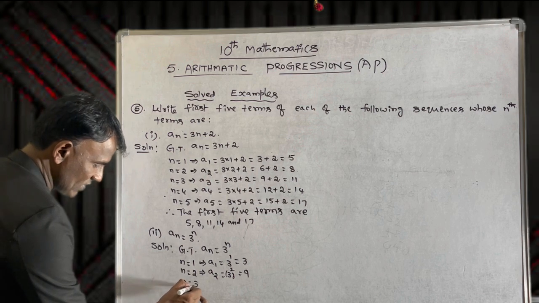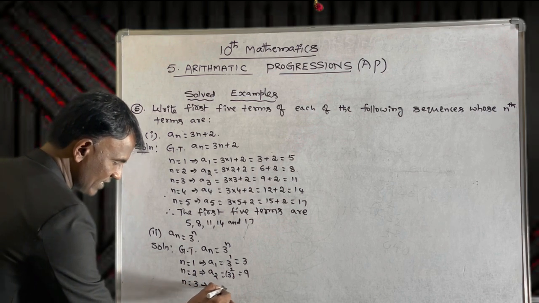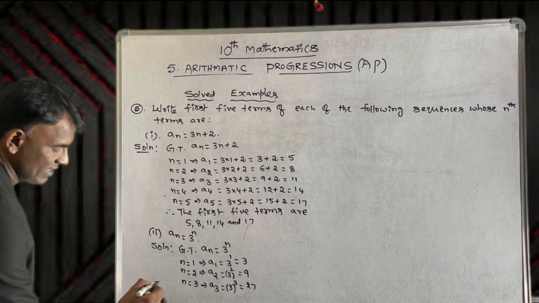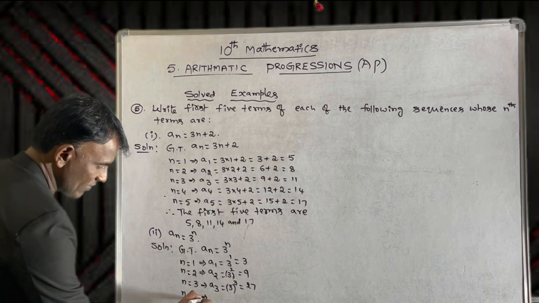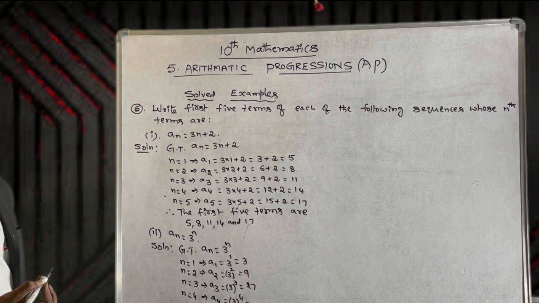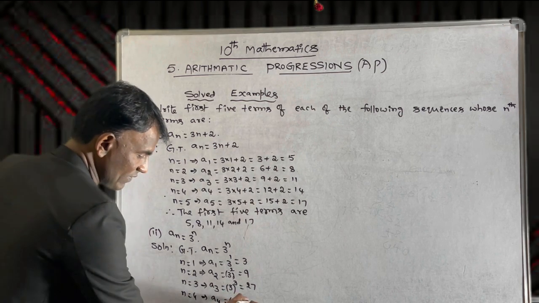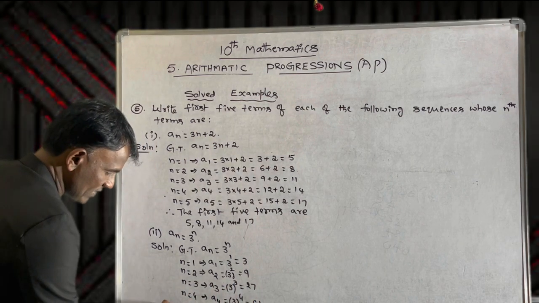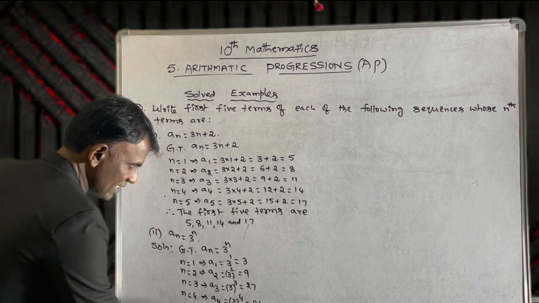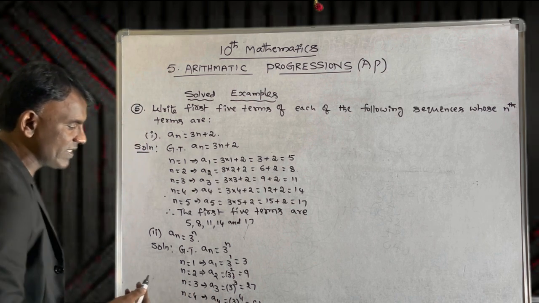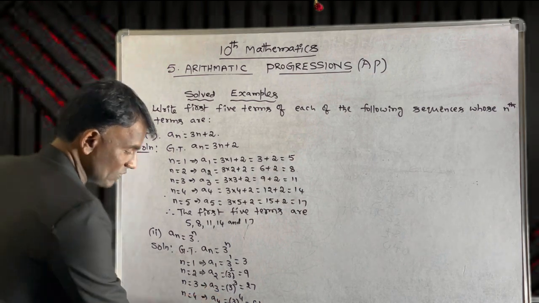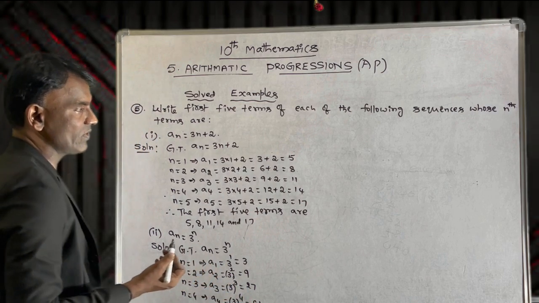So for n equal to 3, we get the third term a3. So that is 3 cube. So 3 cube means how much? 27. And for n equal to 4, we get the fourth term a4. That is 3 power 4. So 3 square into 3 square, that is 9 into 9 is 81. And coming to the last one, substitute n equal to 5. So we get a5, that is 3 power 5. So 3 power 5 means 3 power 4 into 3. 3 power 4 is 81. 81 into 3 how much? 243.